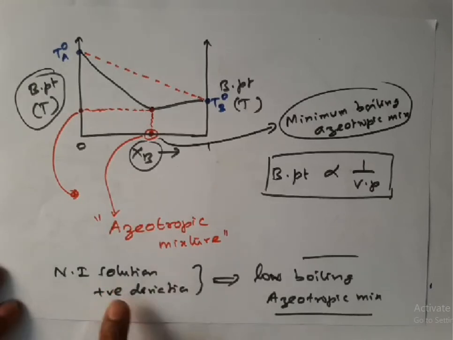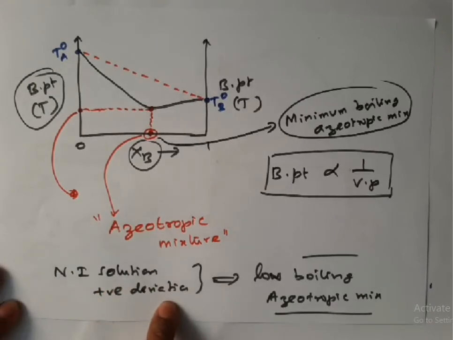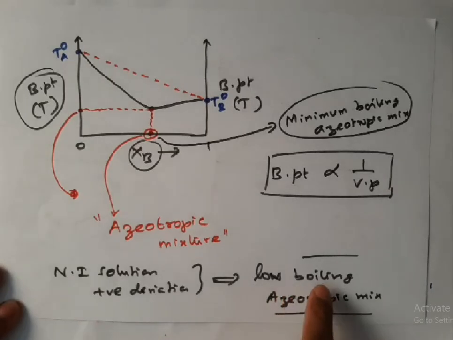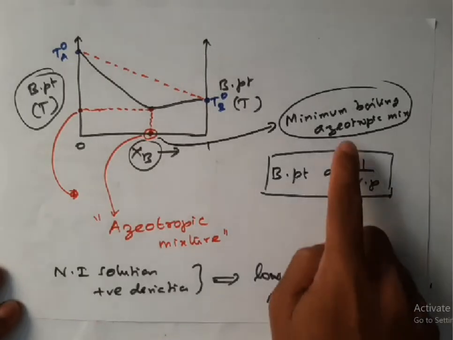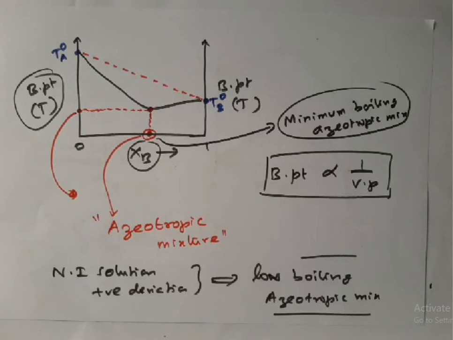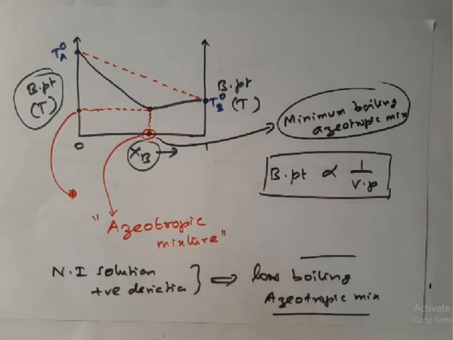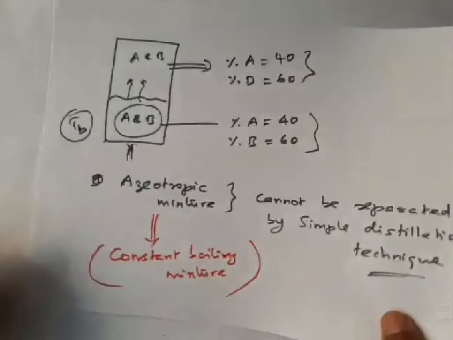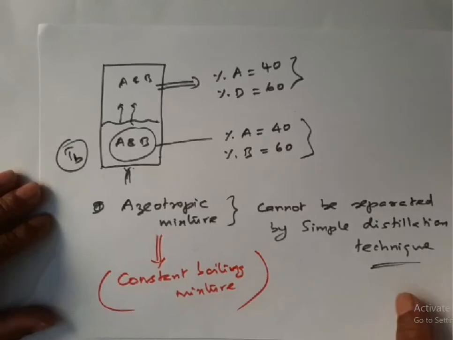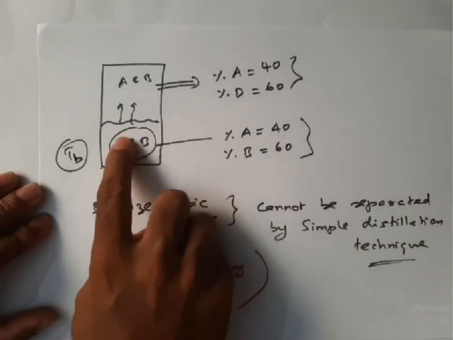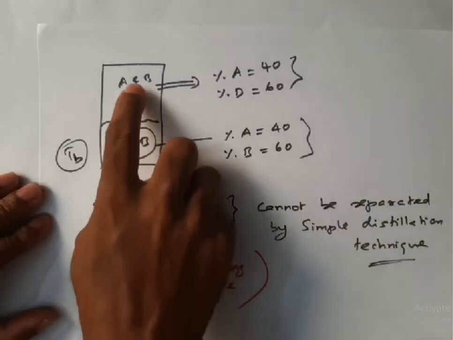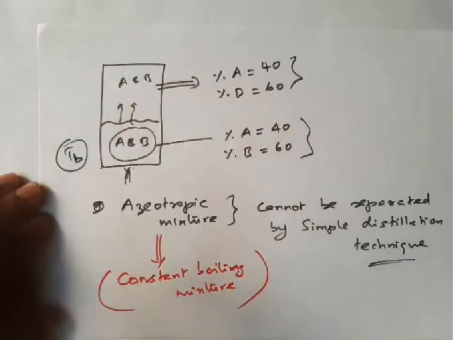Non-ideal solution showing positive deviation will give low boiling azeotropic mixture, also called minimum boiling azeotropic mixture. So this is a very important point. And what is an azeotropic mixture? Last class I told you, in an azeotropic mixture the composition in the liquid phase and the composition in the vapor phase are the same.